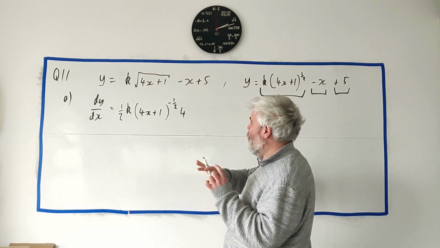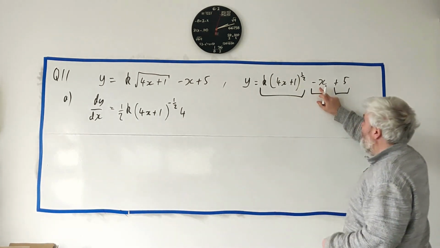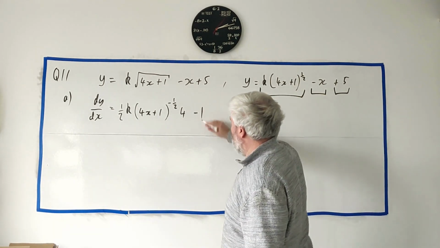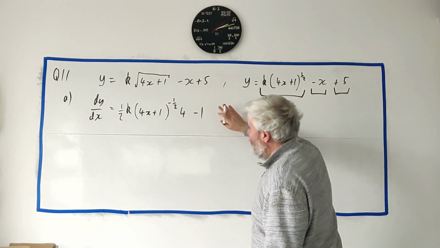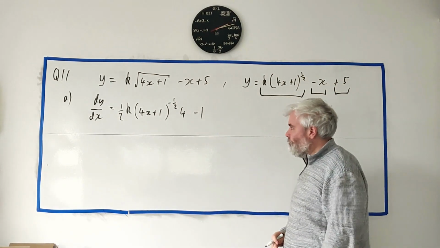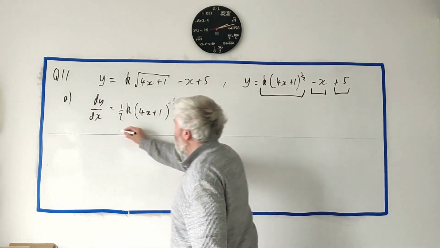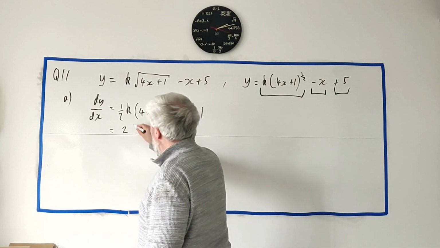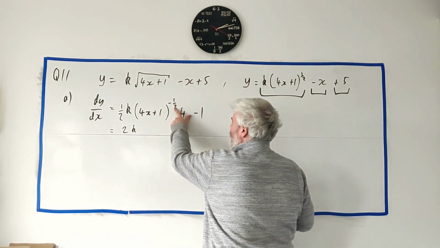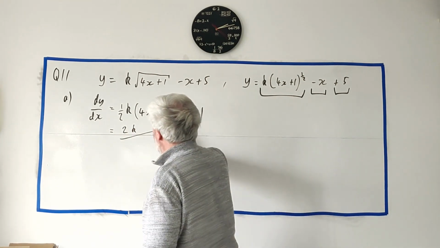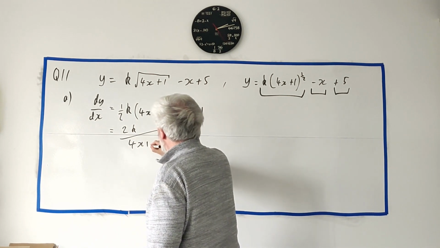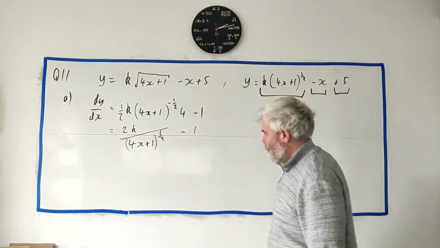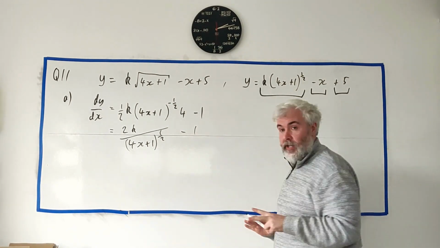Now I think a lot of students are actually, let me finish the question, sorry. Differentiate the next term. The derivative of minus x is minus 1, the derivative of 5 is 0. Okay, now we're finished. Let me clean that up. A half multiplied by 4 is 2k, and the power of minus a half, we could put this in the bottom row, it doesn't really matter. So dy dx is 2k over (4x plus 1) to the power of a half, minus 1. Okay, we're finished part A.